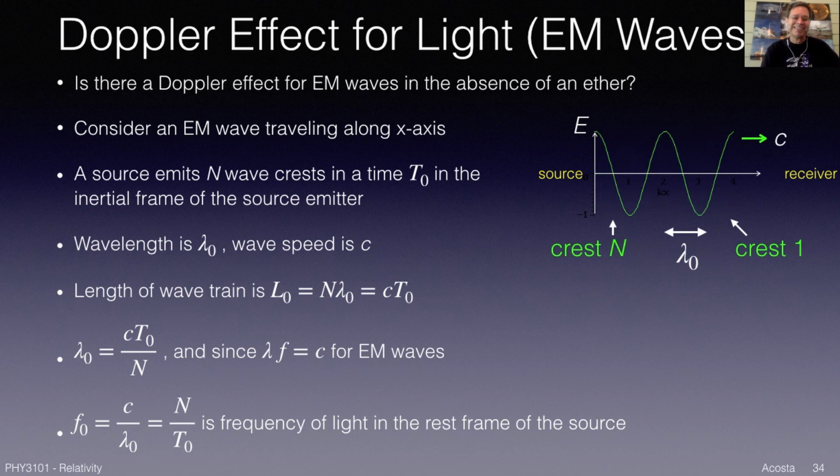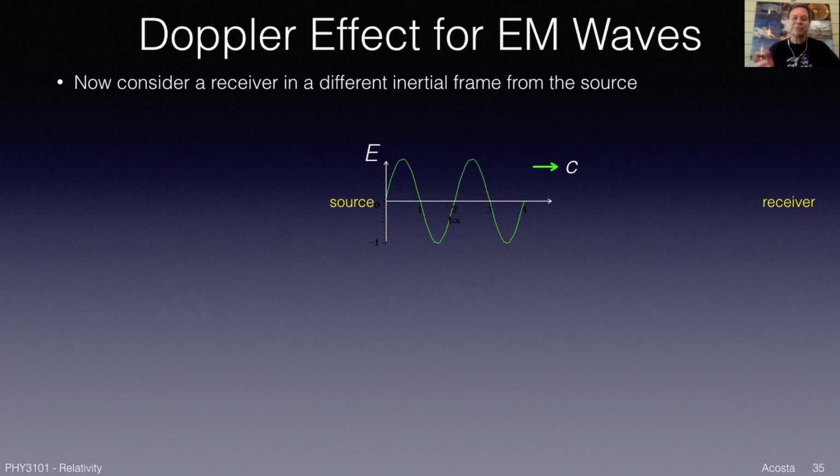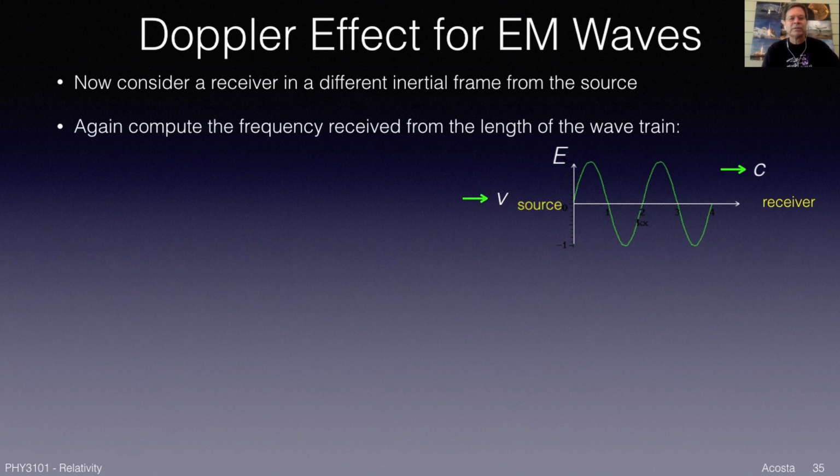Hopefully. Okay. Now, let's consider a receiver in a different inertial frame from the source. So I've got my source emitting waves, right? The waves will move at speed c, but now let's let the source move across the screen at some speed v toward my receiver. And let's see if that leads to a change in the frequency. So again, we want to compute the frequency, but now as it's received by the receiver, from the length of the wave train we observe in the receiver's reference frame.